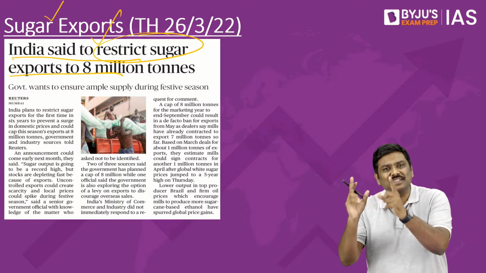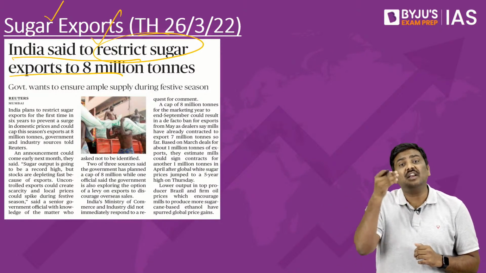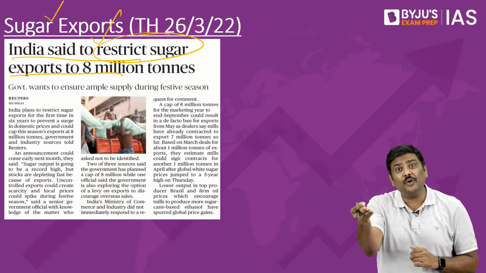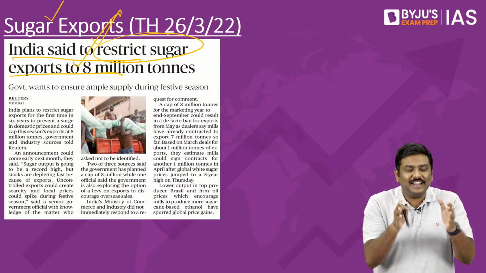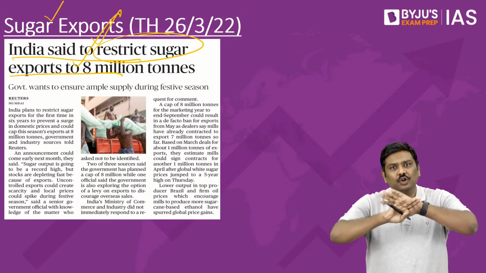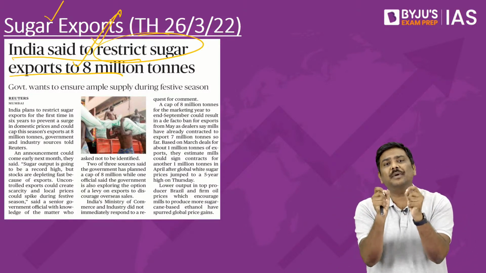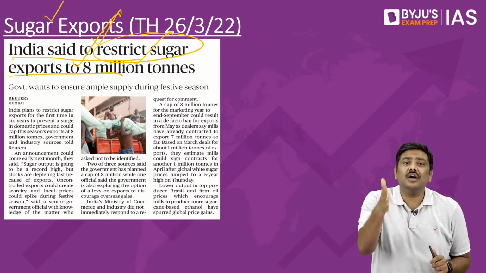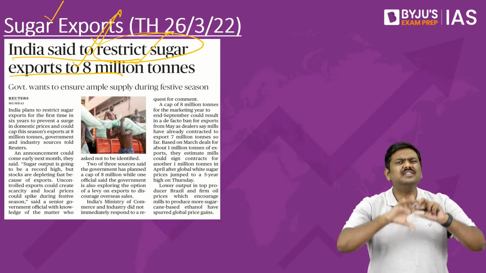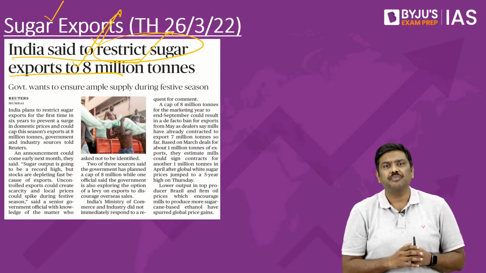The other headline basically stated, government refutes this particular article. That is, Government of India has clearly stated, no, there are no plans of Government of India to impose restrictions on sugar exports. Now what is this idea? What is the discussion here?